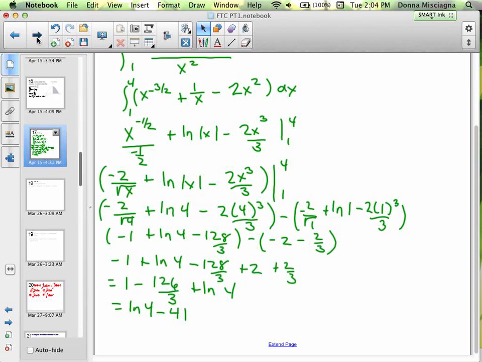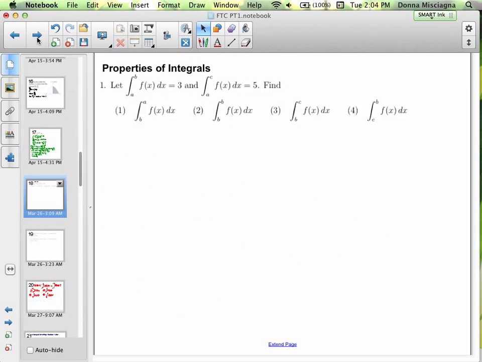All right, let's look at the next one. Properties. All right, so we're going to do some properties now. All right, so we have the integral of f of x dx from a to b be 3. The integral of f of x dx from a to c be 5. We want to find, first of all, the integral of f of x dx, but from b to a.